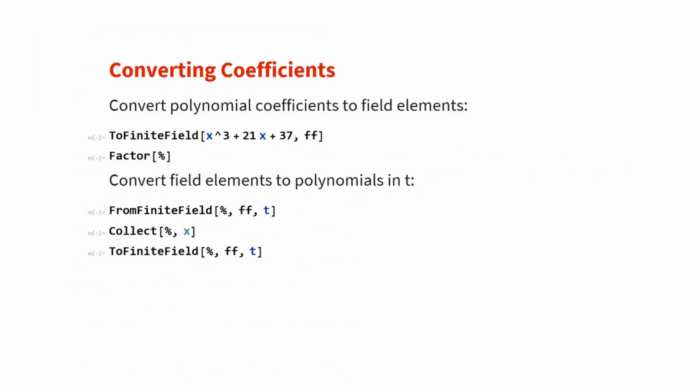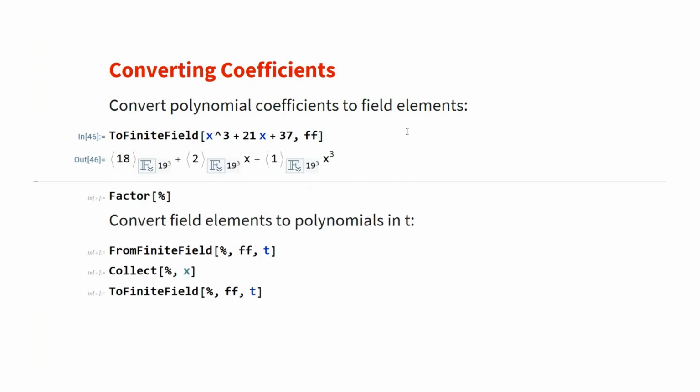Okay, now for converting the coefficients, this is something new in version 14. So we have a polynomial with integer coefficients. We want to convert it to a polynomial with field coefficients. This was the field with characteristic 19. So 21 got converted to 2, 37 got converted to 18.